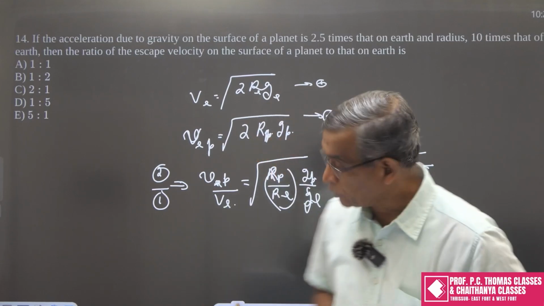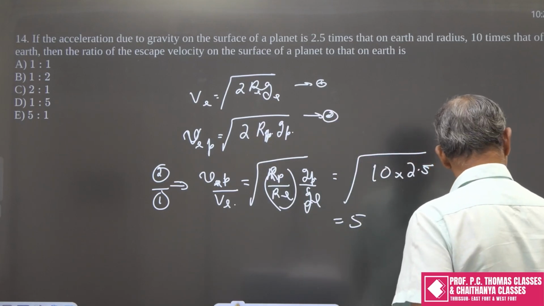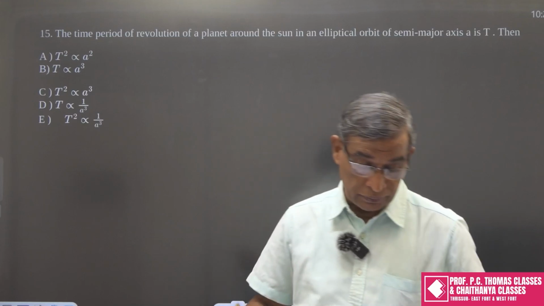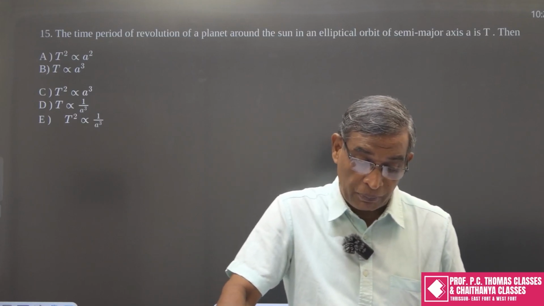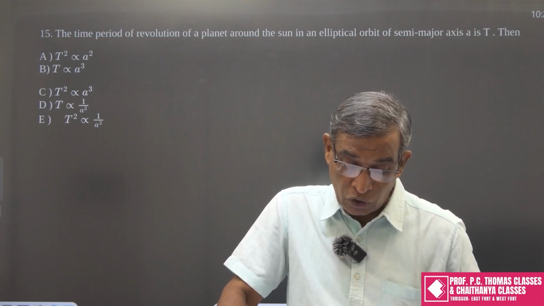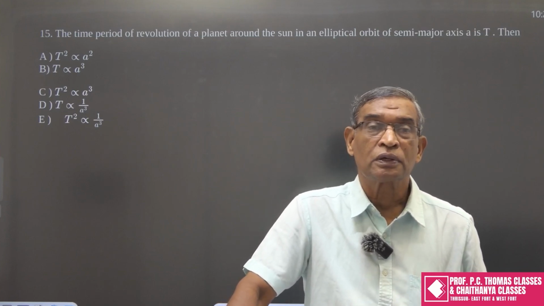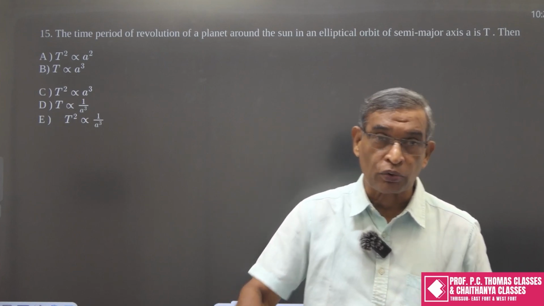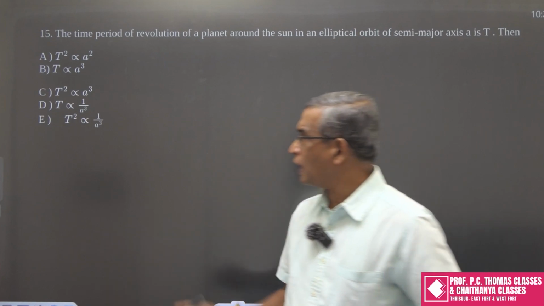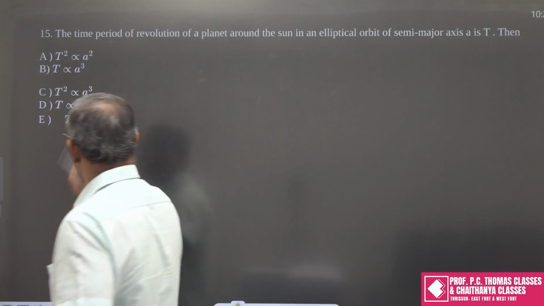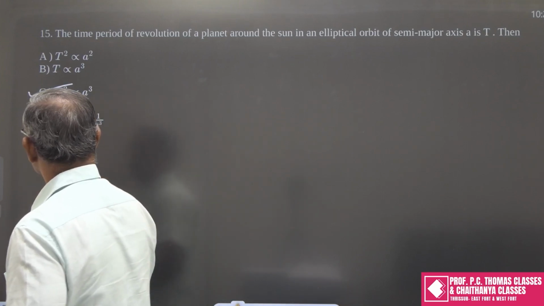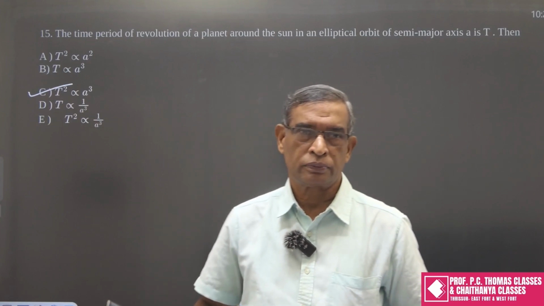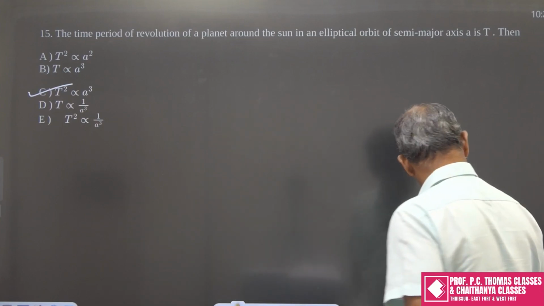Come to our next question. The time period of revolution of a planet around the Sun in an elliptical orbit with semi-major axis a. By Kepler's law, T square is proportional to a cube, where a is the semi-major axis. So that is our answer. The option is C. Go to our next question.